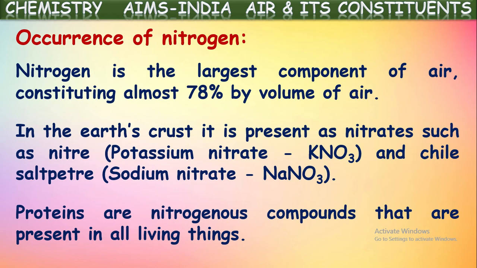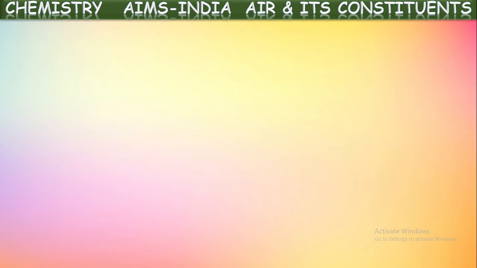Okay, it is there in living things. It exists in the earth crust in the form of compounds. It is even there in the free state in the atmosphere. In this way, nitrogen occurs in different forms.